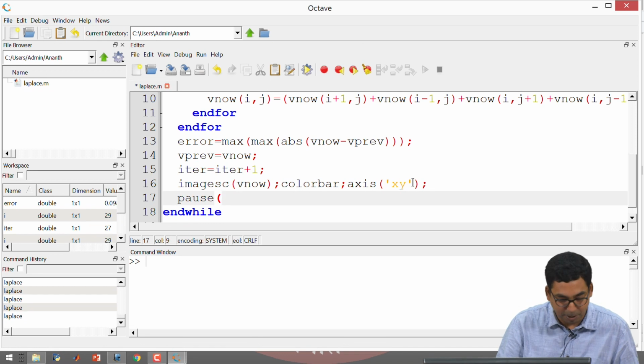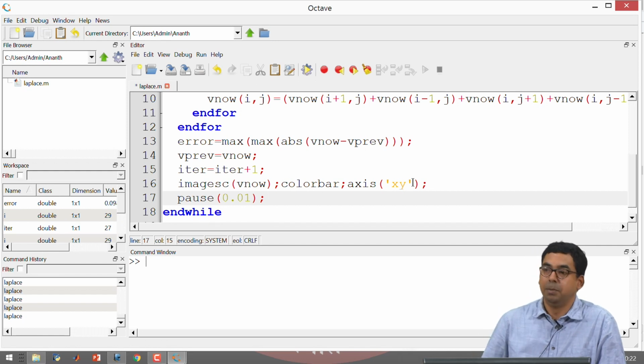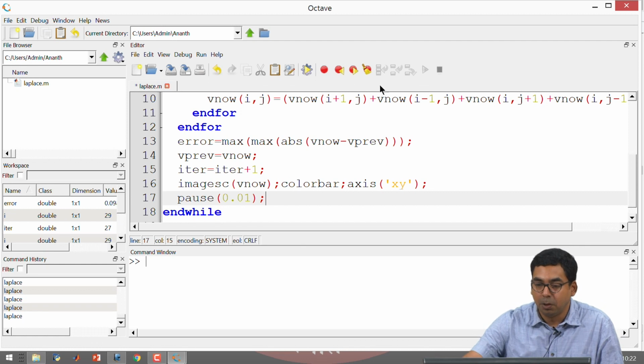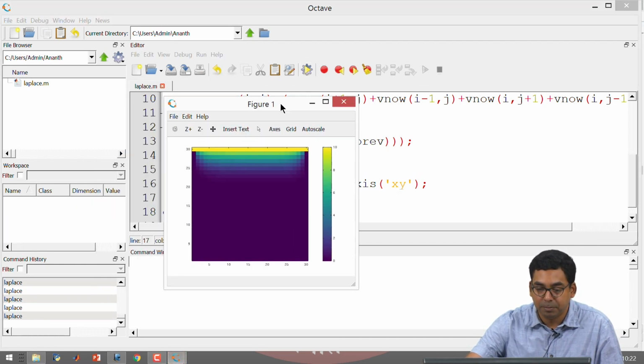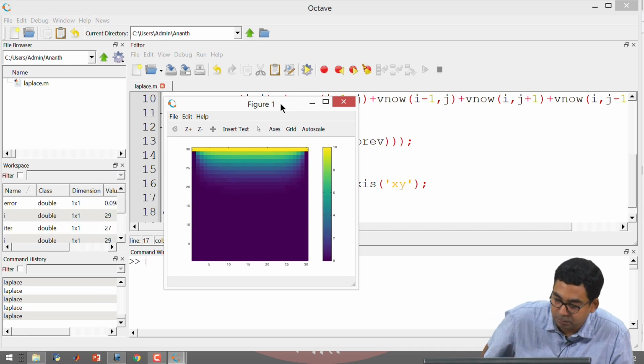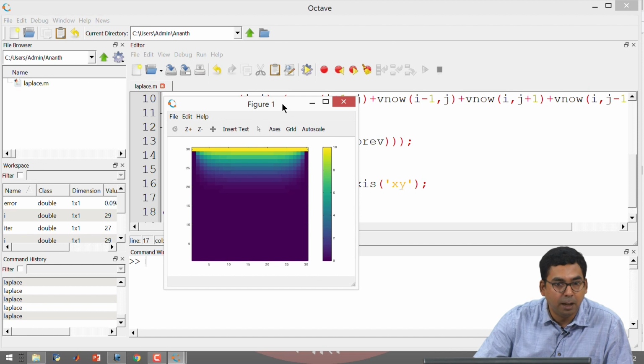So, I am just going to put that pause 0.01. I do not remember the units of this pause command, maybe it is in seconds, maybe milliseconds, but it seems to work. Okay. So, I am going to go ahead and do this. Now, I have something happening. There has been some calculations done.